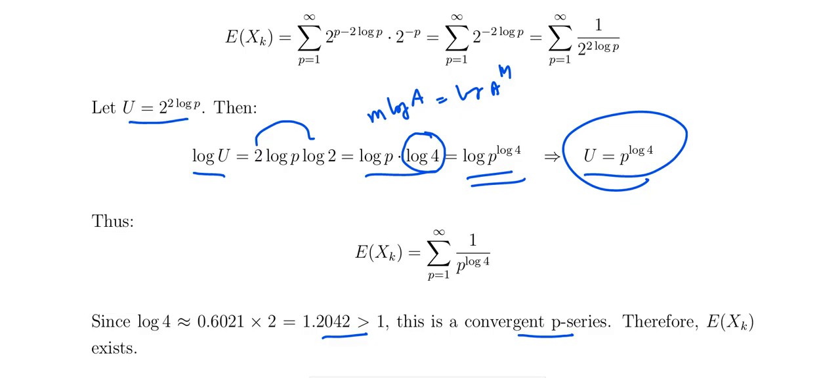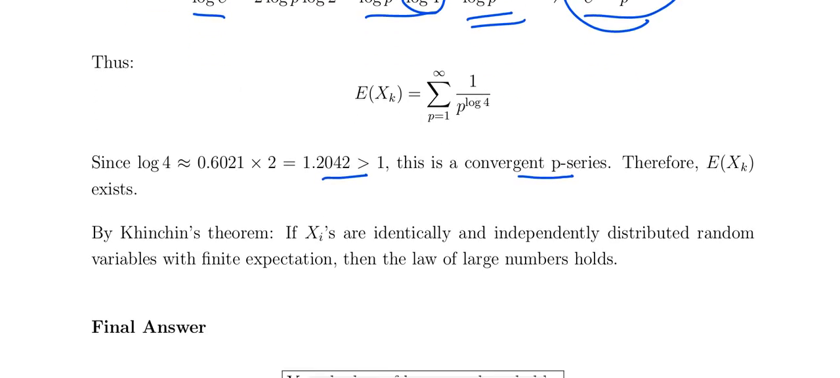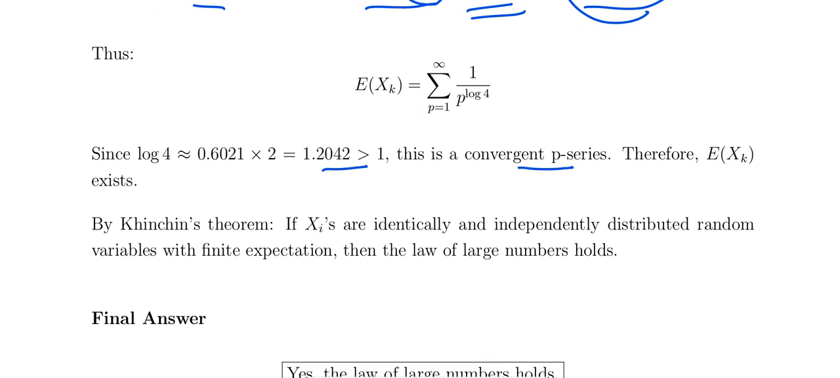So E of x_k exists. So E of x_k exists na, by Khinchin's theorem என்ன சொல்லுதுன்னா x_i's are identically independent distributed random variables இருந்து with finite expectation இருந்ததுன்னா the law of large numbers is true ன்னு சொல்லுது. So law of large numbers is true. Okay, so the theorem is very important. So x_i's are independent identically distributed random variables இருக்கும் பட்சத்தில் expectation value வந்து finite இருந்ததுன்னா that is called the law of large numbers is true.